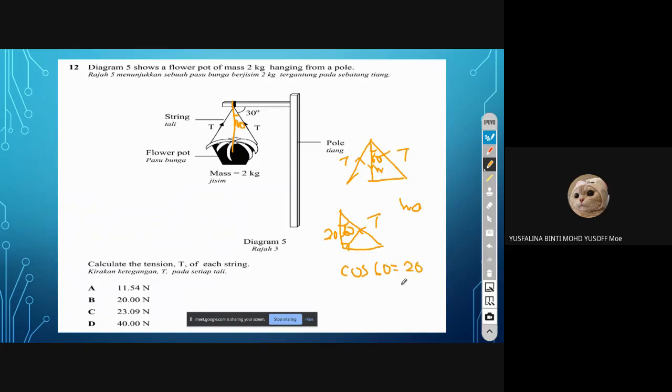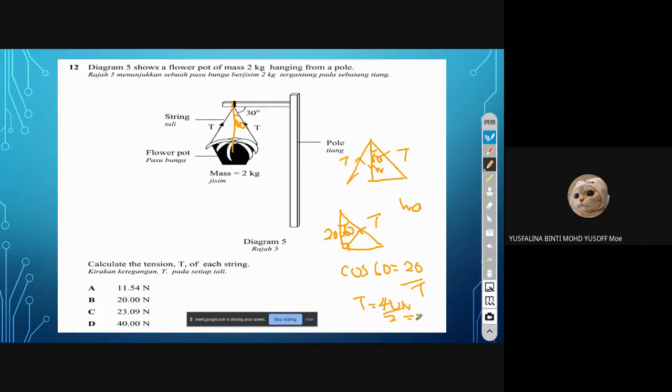The hypotenuse is T. Cos 60 is actually adjacent divided by hypotenuse. Then to find the T, you use a calculator. I think you got about 40, if I'm not mistaken. So 40 Newton, but you have to remember there are 2 T here, so you have to divide by 2.